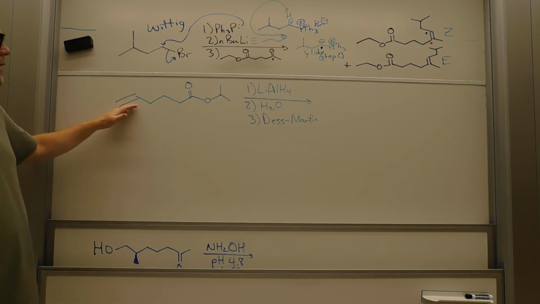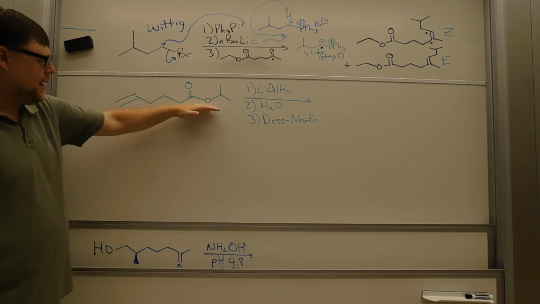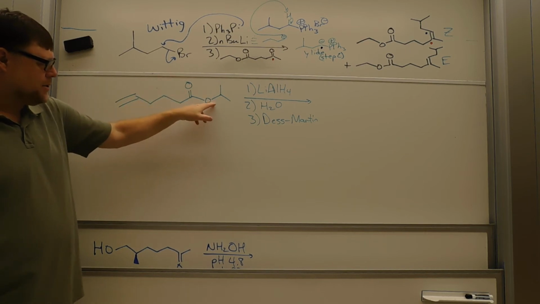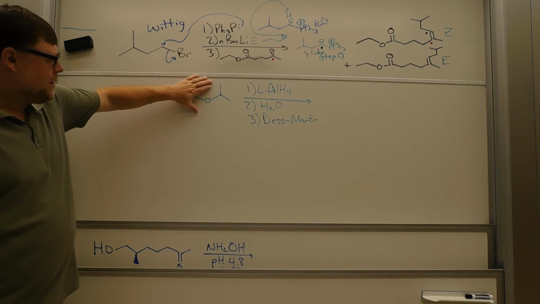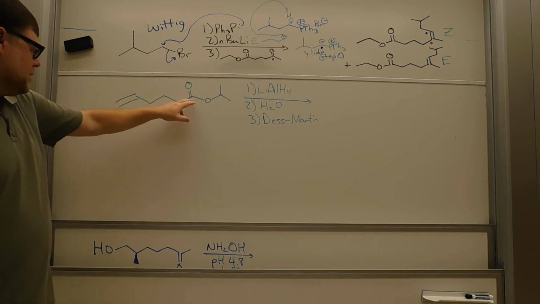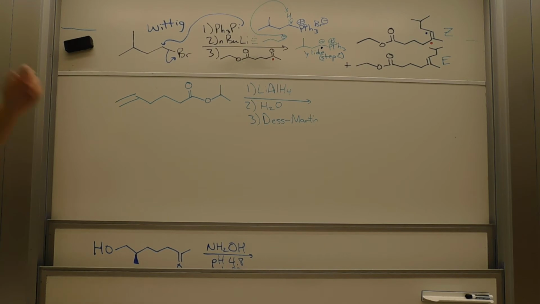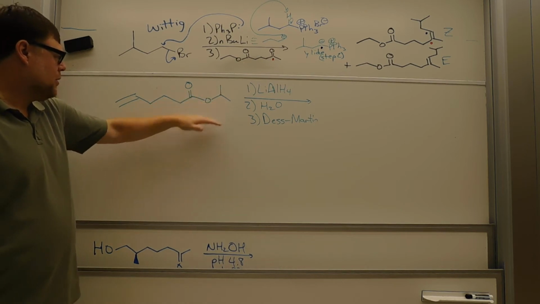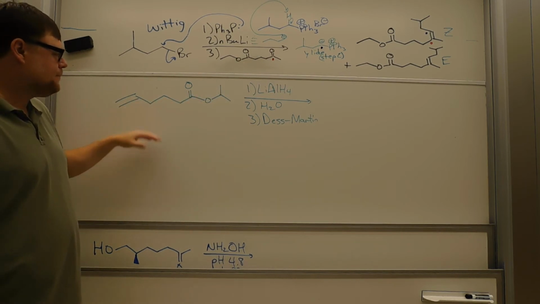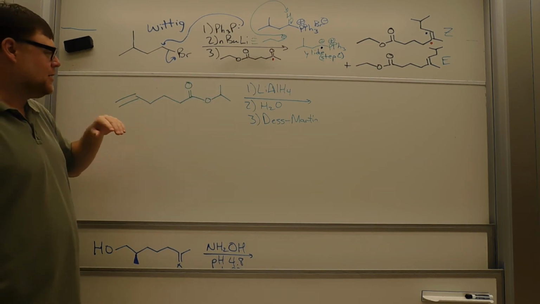Again, we've got an alkene, we've got an isopropyl ester, so that's going to be a common way to talk about these. It's an ester, a carbonyl bonded to an oxygen bonded to some organic fragment. So this comes from isopropanol, and then what is this? 1, 2, 3, 4, 5, 6, 5-hexenoic acid. So this is going to be isopropyl 5-hexenoate. Anyway, most people are just going to call it an isopropyl ester.